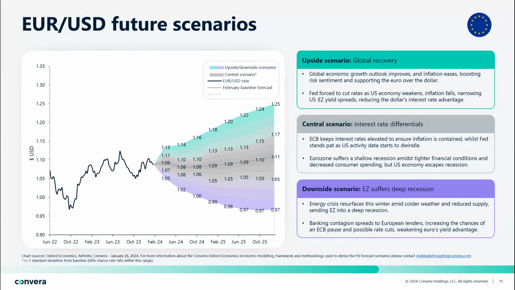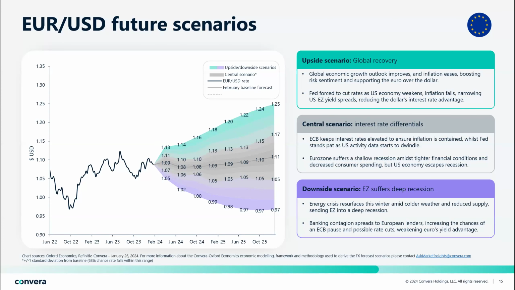So what things should we consider for the upside scenario? Or in other words, what factors could see euro dollar appreciate above the 1.10 level and into the teal area? Well, to see a sustained exchange rate in such a zone, we would need to see the global economic growth outlook improve significantly and inflation normalize faster towards the 2% target. As a result, this would boost global risk sentiment and support pro-cyclical currencies such as the euro.